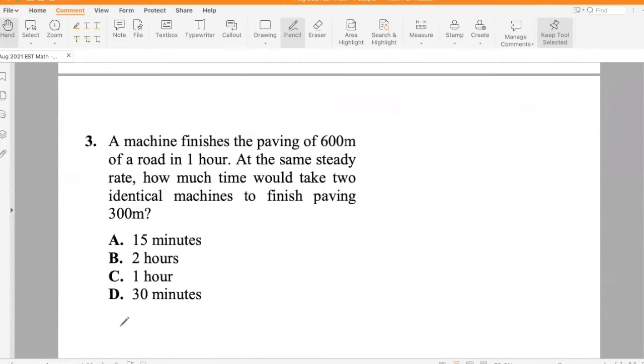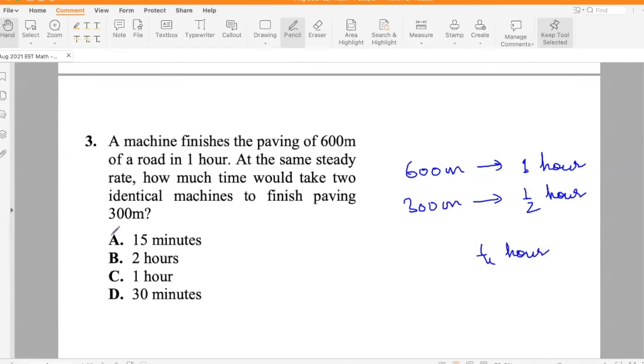A machine finishes the paving of 600 meters of a road in 1 hour. At the same steady rate, how much time would it take two identical machines to finish paving 300 meters? Okay, so to pave 600 meters, one machine takes 1 hour. So to pave 300 meters, the machine would take half an hour. And if you have 2 machines working on this, then it would take 1/4 of an hour, which is 15 minutes.